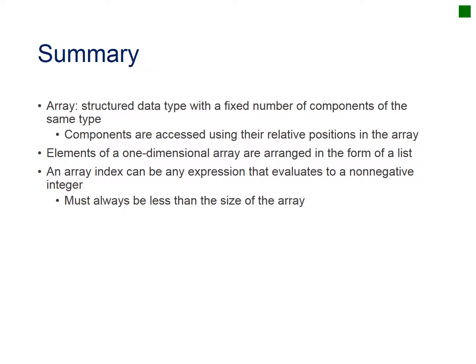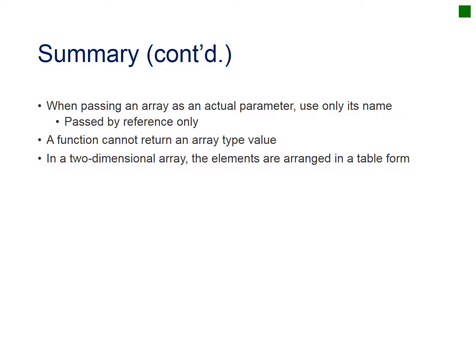Summary. Arrays are structured data types with a fixed number of components of the same type. Components are accessed using their relative positions in the array. Elements of a one-dimensional array are arranged in the form of a list. An array index can be any expression that evaluates to a non-negative integer and must always be less than the size of the array. When passing an array as an actual parameter, use only its name; it is passed by reference only. A function cannot return an array type value.